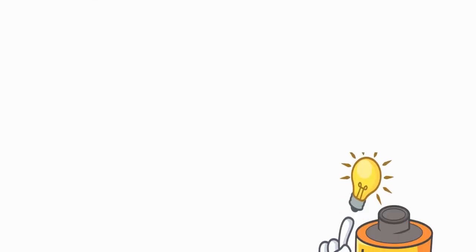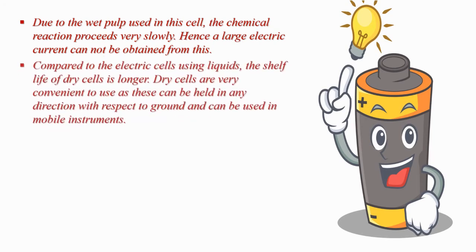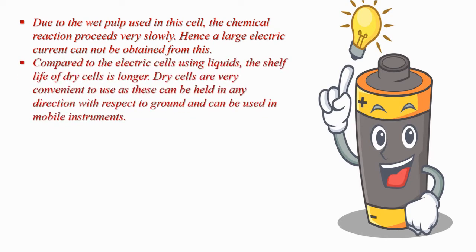So students, due to the wet pulp used in this cell, the chemical reaction proceeds very slowly. Hence, a large electric current cannot be obtained from this cell. Compared to the electric cells using liquids, the shelf life of dry cells is longer. Dry cells are very convenient to use as this can be held in any direction with respect to ground and can be used in mobile instruments.